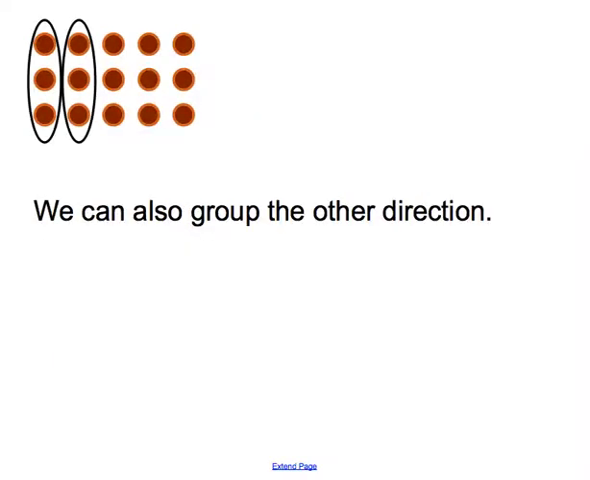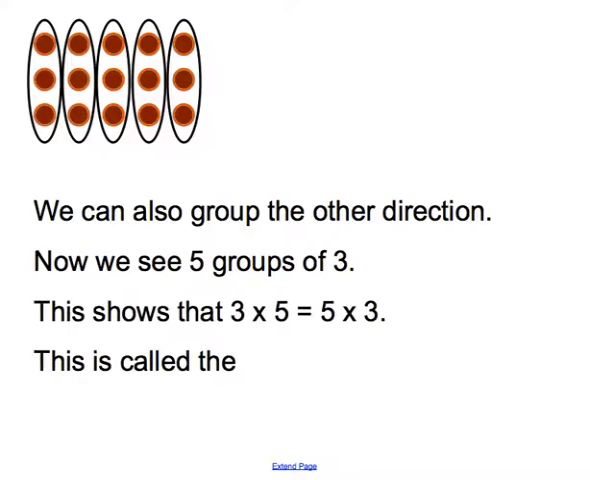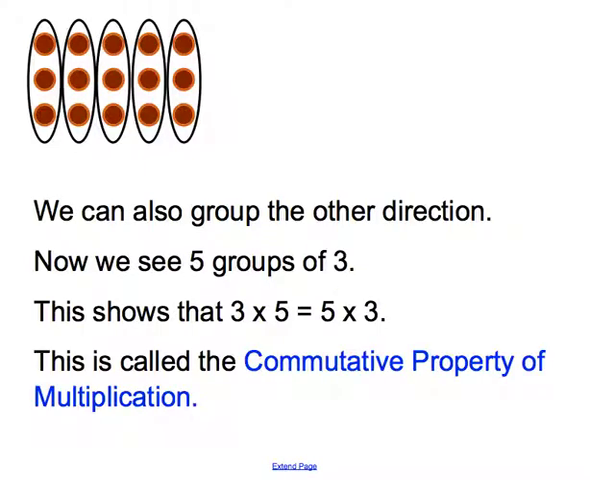We can also group in the other direction. Now we see 5 groups of 3. This shows that 3 times 5 equals 5 times 3. If we make the groups go in the other direction, we're really talking about reversing the order of multiplication. This is called the commutative property of multiplication.